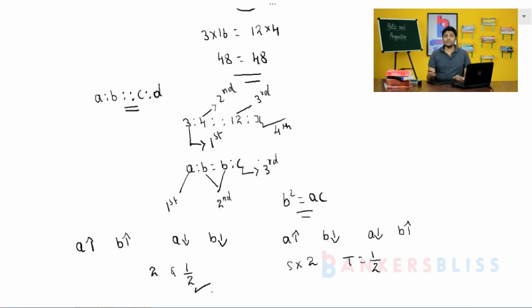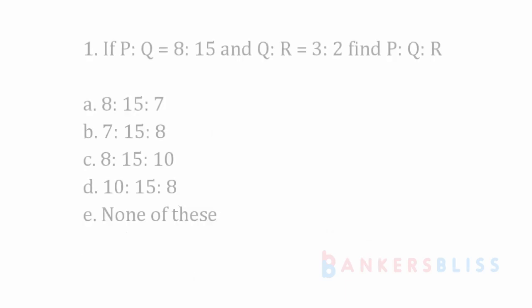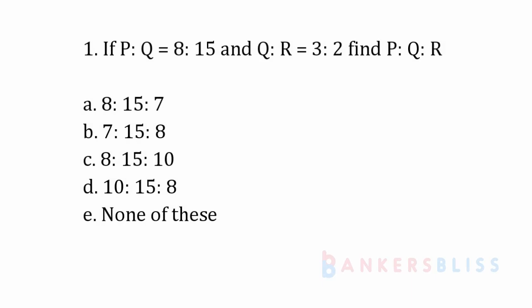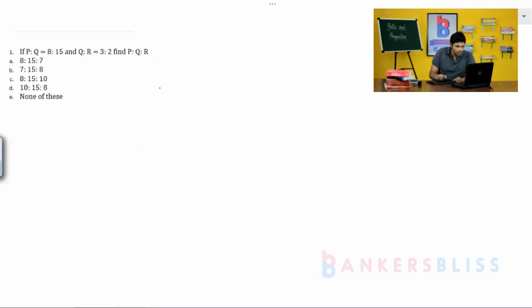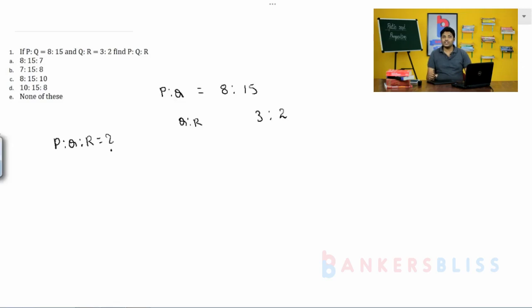So now let's go to the problems. Problem number 1. P is to Q is equal to 8 is to 15. Next, Q is to R is equal to 3 is to 2. Then you have to find P is to Q is to R.